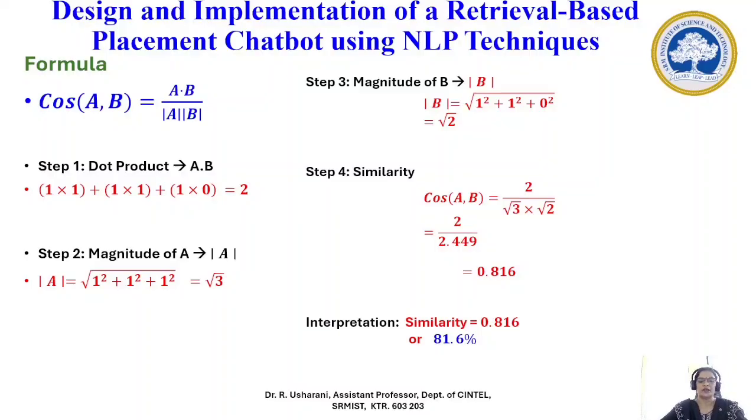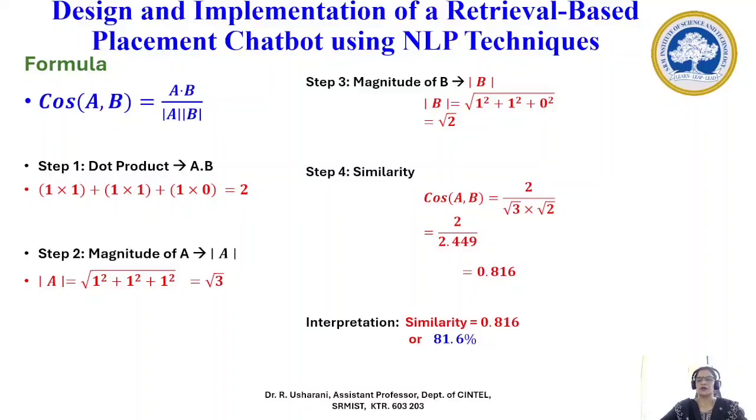Next, we need to calculate the magnitude of A. The root of all the stored question values squared: root of 1 squared plus 1 squared plus 1 squared, which gives root 3. Similarly, we need to calculate the magnitude of B. For the user query placement eligibility, 1 1, and the remaining one is 0 since there is no other word. So the root of 1 squared plus 1 squared plus 0 squared, which is root 2.